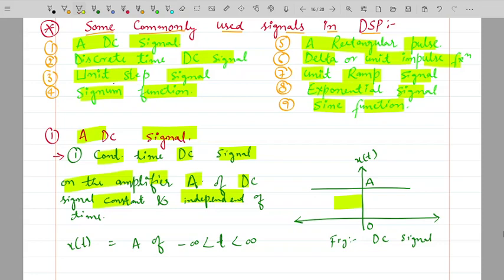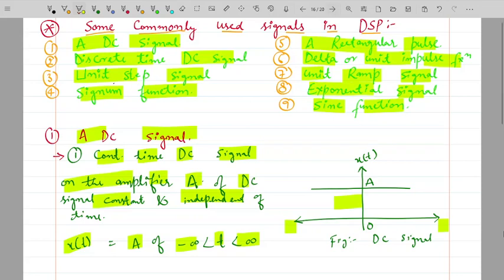So we can write this DC signal x of t as the amplitude A, for t between minus infinity and infinity, from here to here, and the signal is independent of time. So let's move to the next.